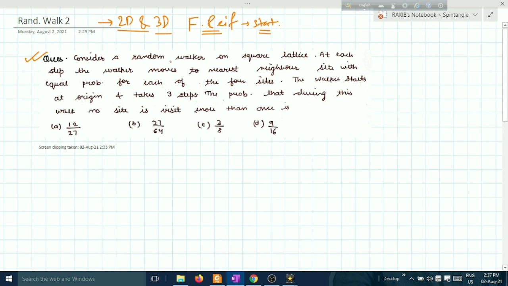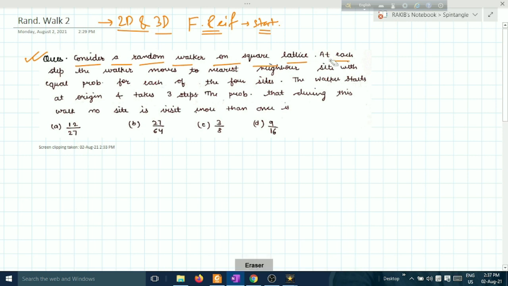Consider a random walker. First read the question carefully. If you want to pause the video, then you can pause the video and then start reading the question. Then the question: consider a random walker on a square lattice.